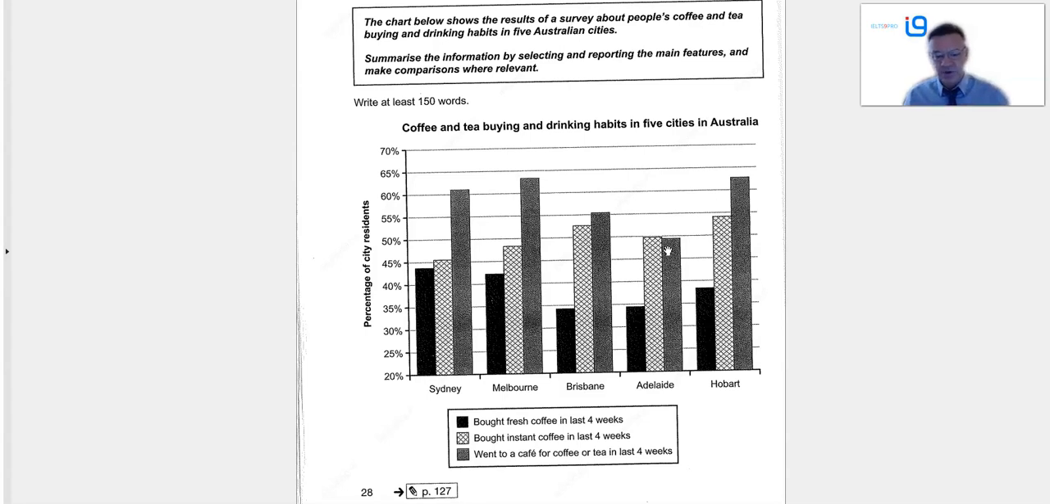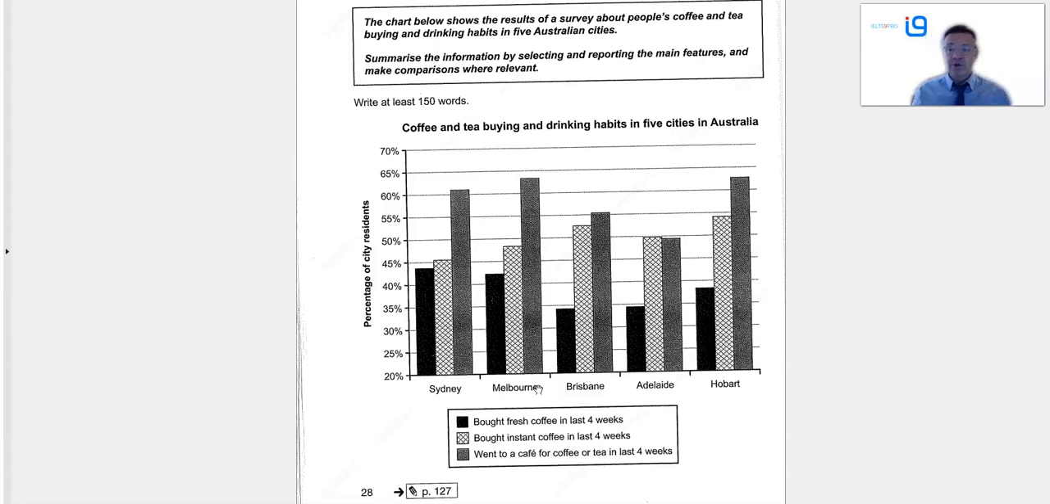However, there's 1 exception. And if we look at instant, that's the second one. Again, in some places by quite some margin. And we can see that fresh coffee purchase is easily the smallest and lowest of the group.